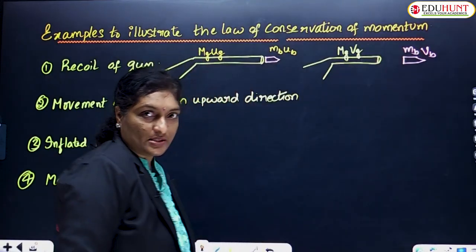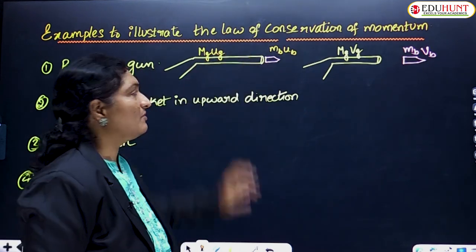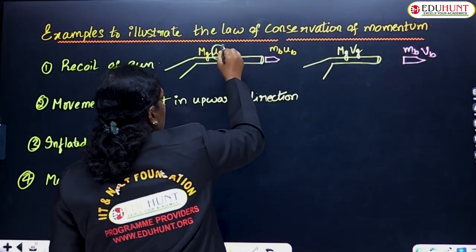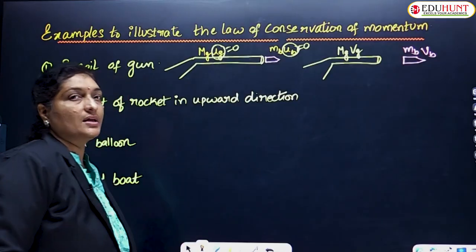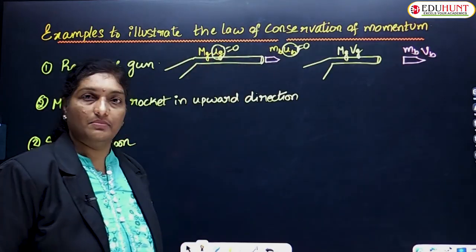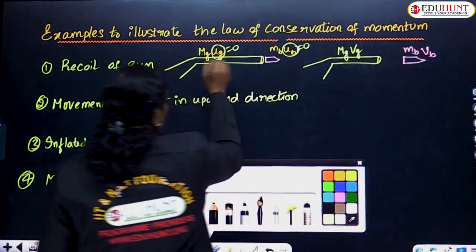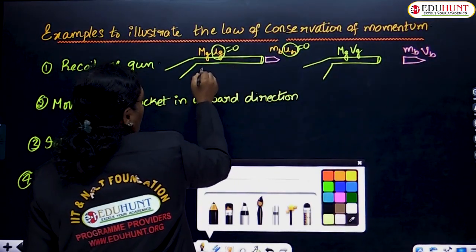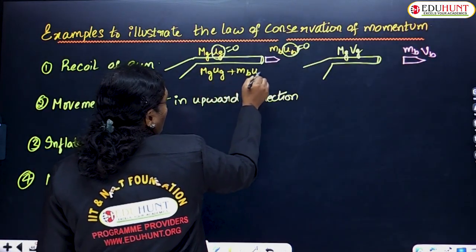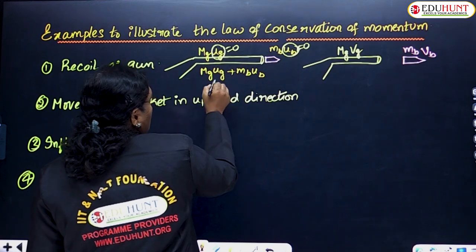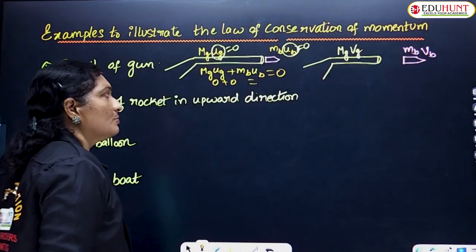According to the law of conservation of momentum, consider the total momentum before firing. The gun is at rest, and the bullet is also at rest before firing, so the initial velocities of the system before firing are 0. The total momentum before firing is mg ug plus mb ub. How much is this, children? This is 0 plus 0. Finally, the total momentum is found to be 0.